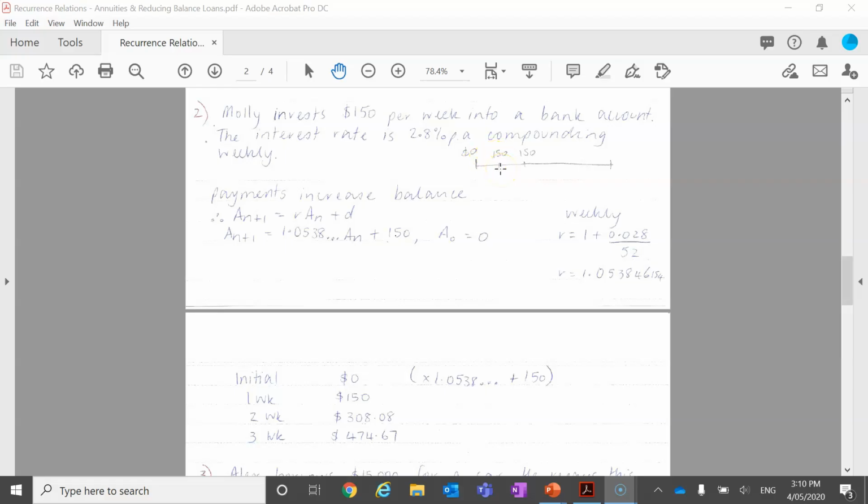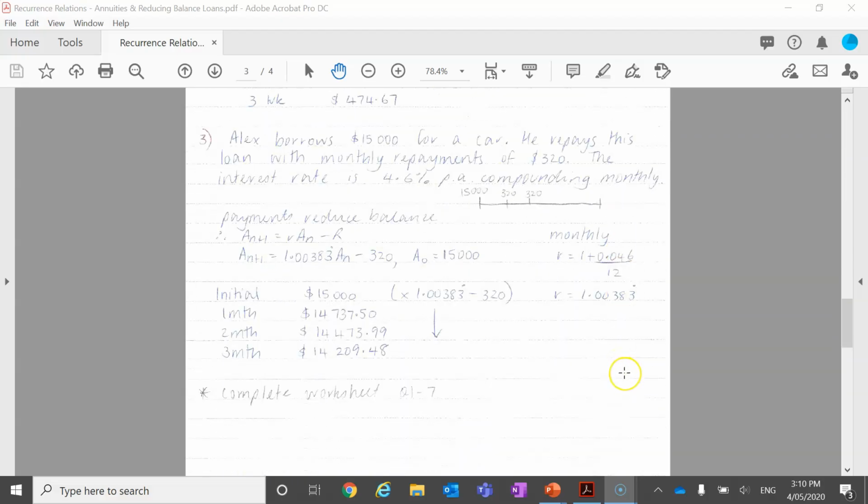And so in this first week, she's not earning any interest because she didn't have any money in the account. And then at the end of that week, the $150 has been deposited, which means she's now got $150 in there. After the next week, though, she's earned a little bit of interest on the $150 she had in there, plus the extra $150 payment. We can see that her account is starting to increase now.